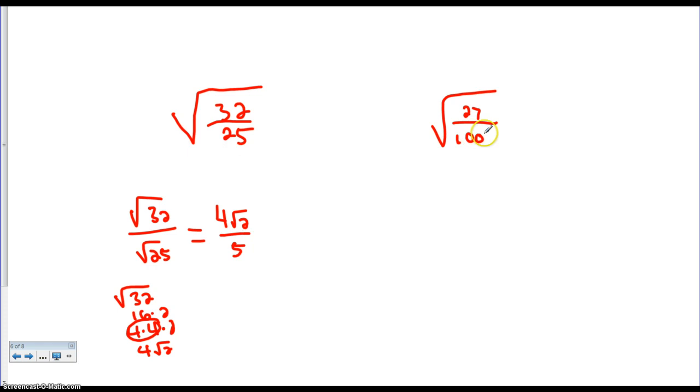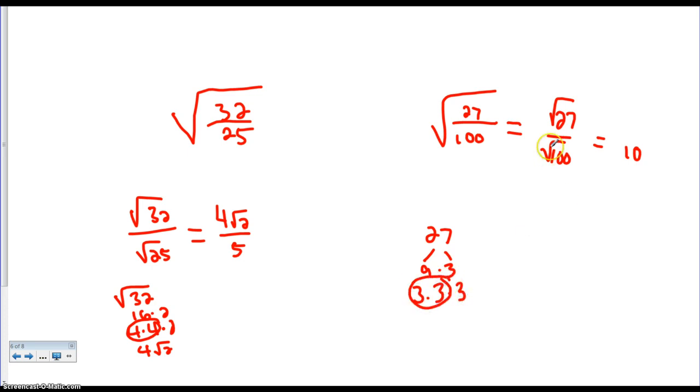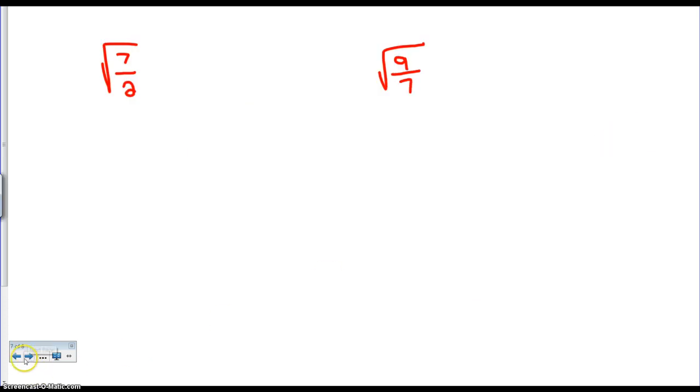over 5. Or I could look at this example right here, the square root of 27 over the square root of 100. I know that's going to be 10 because the square root of 100 is 10. But does 27 break down? 27 is 9 and 3, 3 and 3 and 3. So I have a pair of 3s, so it's the same thing as saying 3 square root of 3 over 10.